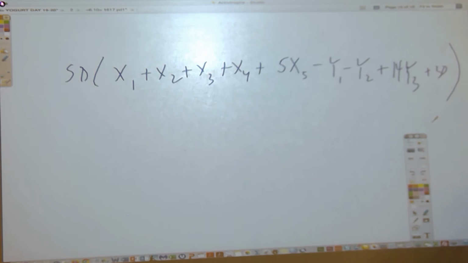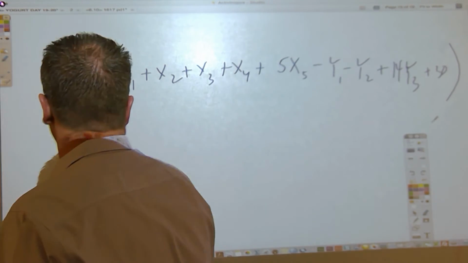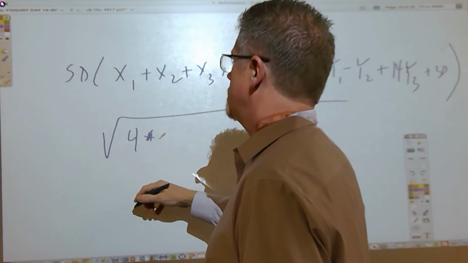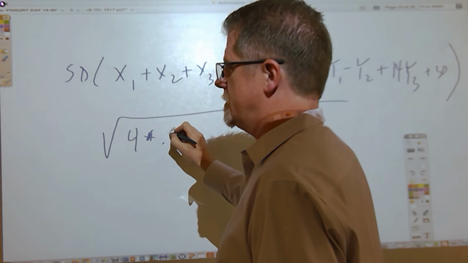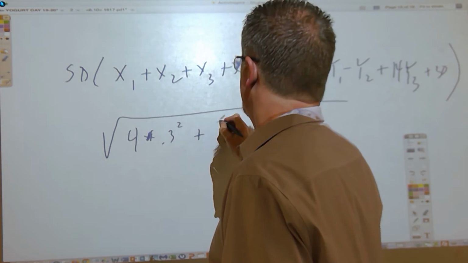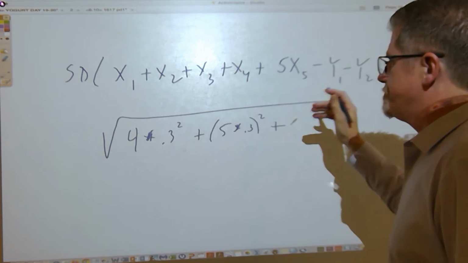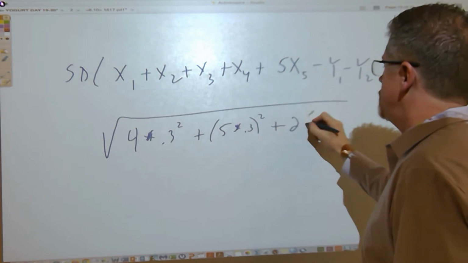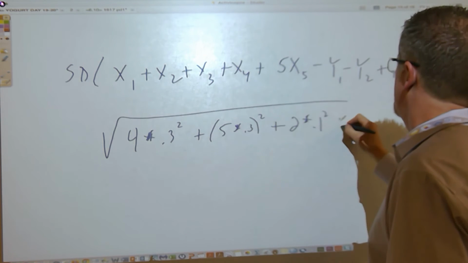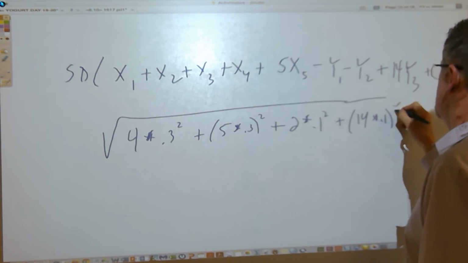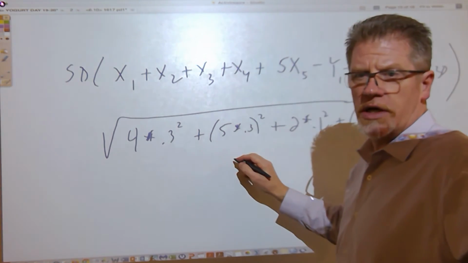1402. Fantastic. For the benefit of people watching by video, I do want to put the answer up here. I think the best way to do this is to type in on your calculator 4 times 0.3 squared, plus parentheses 5 times 0.3, then square that. Plus 2 times 0.1 squared. Plus quantity 14 times 0.1 quantity squared. So that came out to who again?